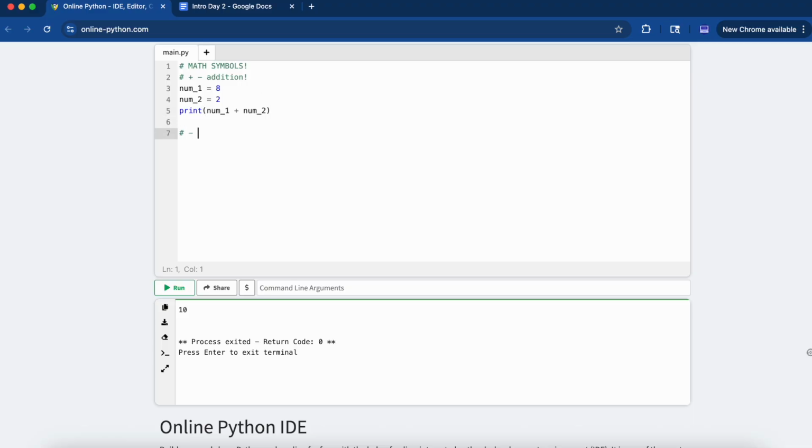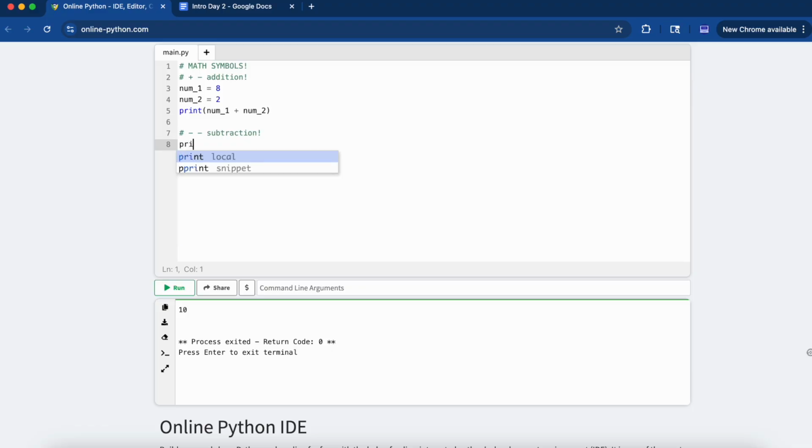Next up, we want to be able to do subtraction. Oh, and this might seem obvious to some of you, but no matter what the values of these variables are, our addition will work properly. Alright, let's put it back to 8 and 2 for now.